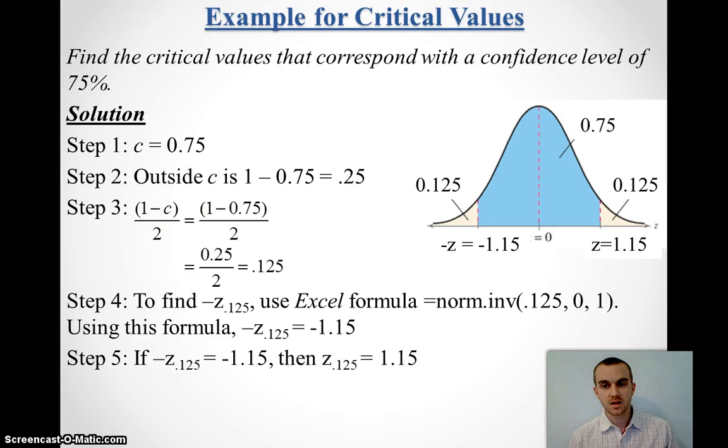Now, I could also calculate the positive one if I wanted to by adding the 12.5% to the 75% and plugging that in to the norm.inv formula. And it would give me the same answer.